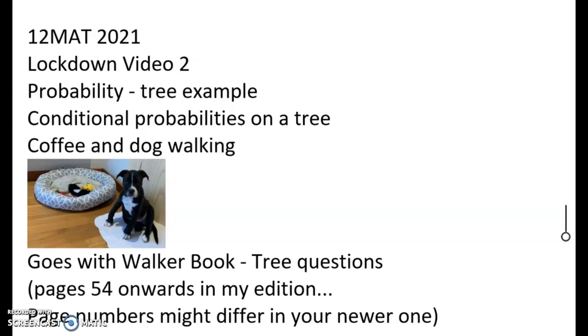So we're going to start out with a tree diagram that is based on real life in lockdown. It's all about me, coffee, and my dog Bonnie. So this is what the tree diagram is going to look like. I'm just going to draw it in as I talk it through.